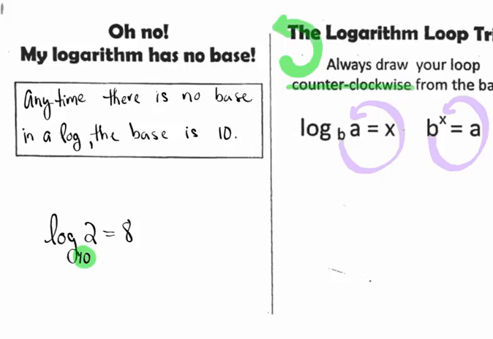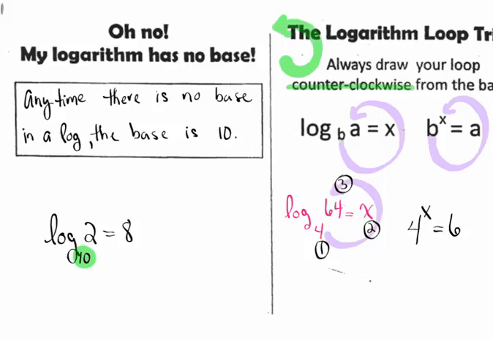So let's look at a couple of really easy problems. Let's look at them real quick. How about I have the log of base 4 of 64 is equal to x. Well, if I want to rewrite it in the exponent form, I would start off with my base. Base is always the base. Here's 2. 1 is my base. 2 is my exponent. And 3 is my answer. Now I've got it written in exponential form.